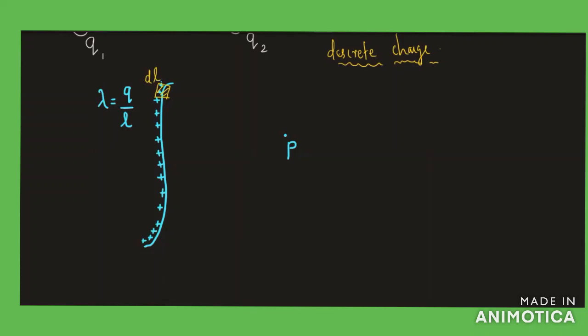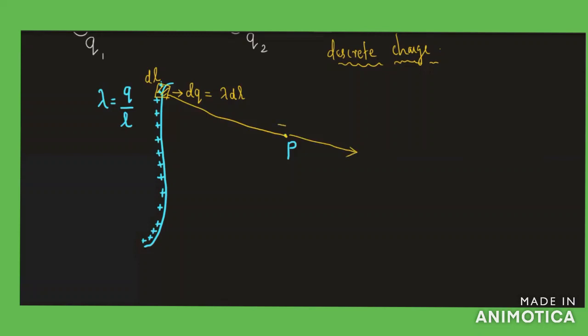Now, if lambda is the charge density of this charge configuration, the small amount of charge in this length dl, which can be taken as dq, is given by lambda into dl, isn't it? Lambda is the charge per unit length of the line, and dl is the length of the section. So the charge on this infinitesimally small section is given by lambda into dl. Now we can use Coulomb's law to find the electric field at point P due to this small section of charge dq.